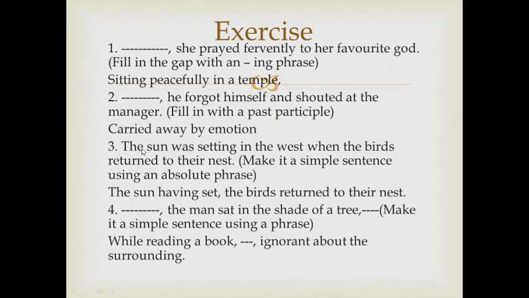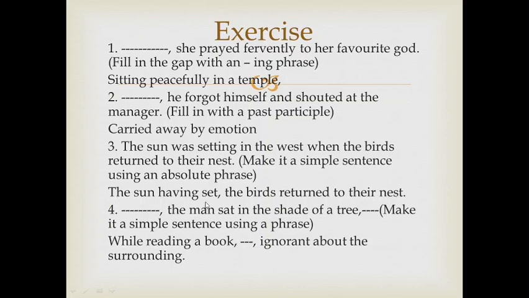Question number 3. The sun was setting in the west when the birds returned to their nest. Make it a simple sentence using an absolute phrase. Hope you remember what is an absolute phrase, which is having a subject and a partial predicate but not having a complete verb in it. So the answer is: the sun having set, the birds returned to their nest.